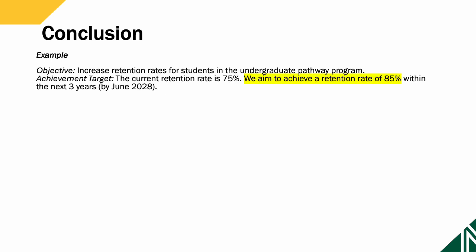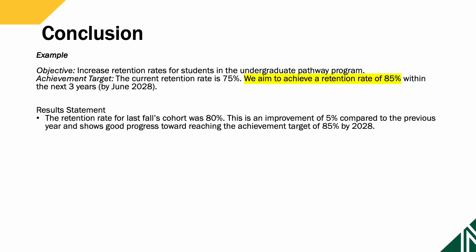Here are cases where we might select different conclusion options. We'll use the same example objective we've been looking at, the one where we want to increase student retention rates. Remember, we've set an achievement target of 85%. In the first example result statement, we're making progress. We've raised the retention rate to 80%, but we're not there yet. So we select partially met.